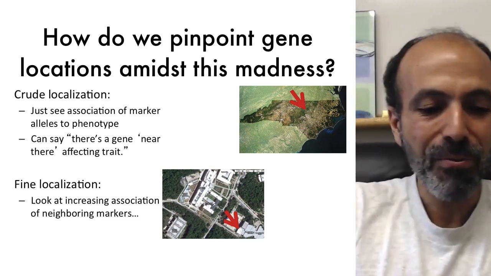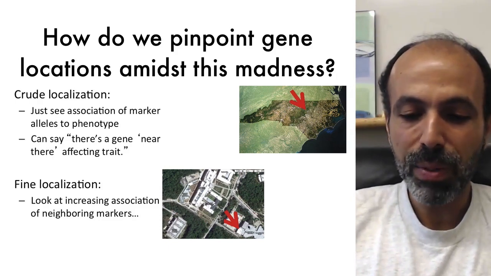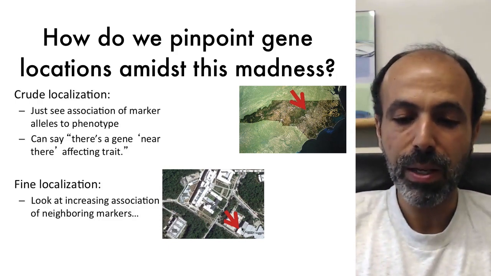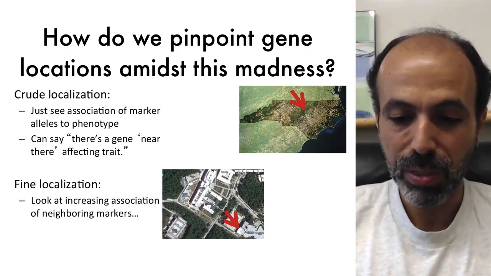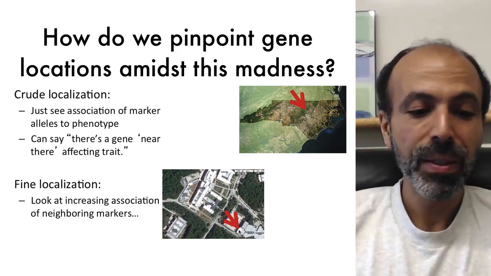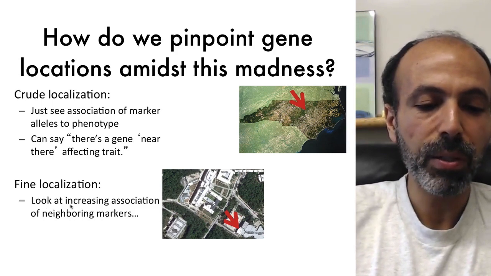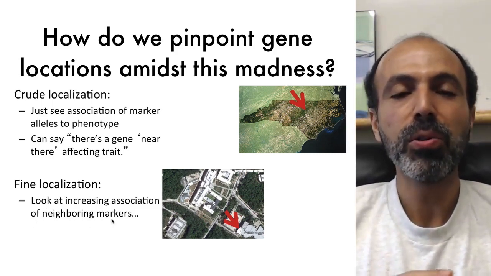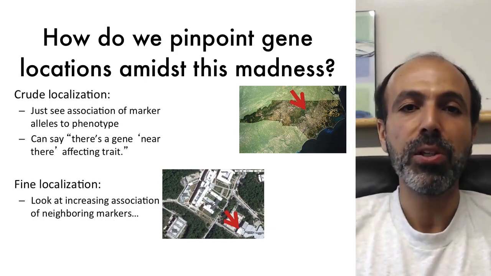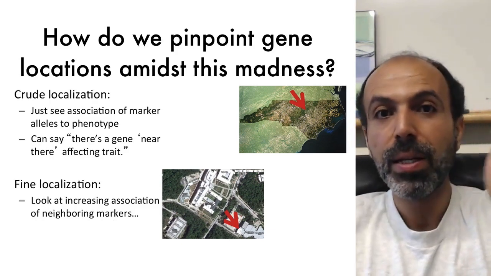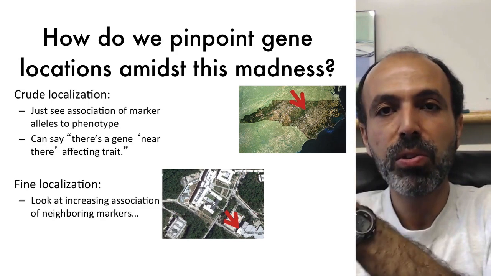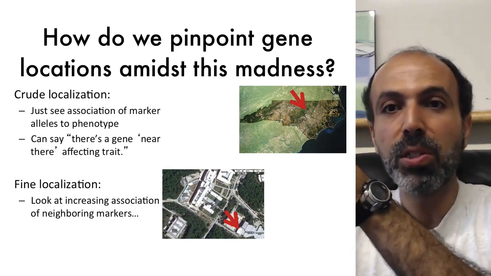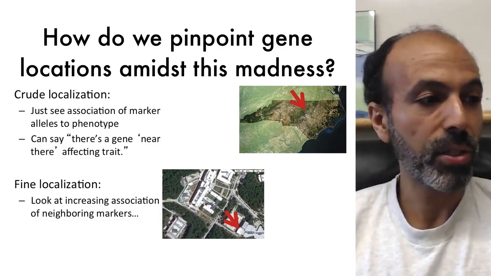What we really want is fine localization. In this case, we want to be able to point at a particular spot in the genome, or using this example, a spot on a map, and say this person is in this building here. So what we want to do is look at increasing association of neighboring markers. We're going to look at a trajectory of association. We'll look at markers in a sequence, and as we get closer and closer to the gene with variation affecting the trait with these different markers, we should see stronger and stronger associations.